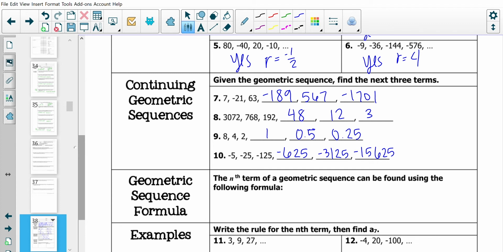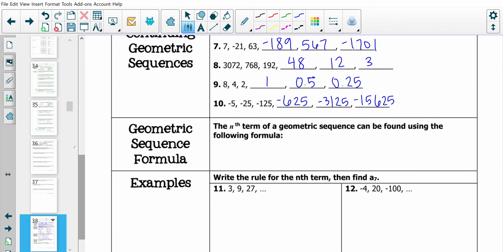All right. There is a beautiful formula because when given this on your STAR test, they're not going to ask you for the 6th value. They're going to ask you for some ridiculous number. So we can use this awesome formula to find it. The nth term of a geometric sequence can be found using the following formula: a sub n equals a1 times r to the power of n minus 1.